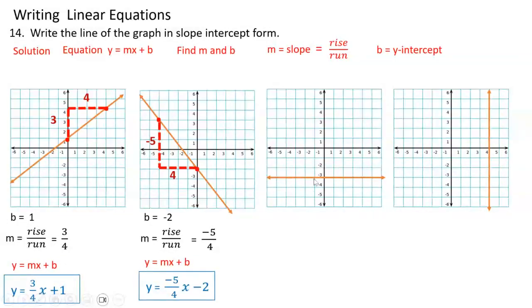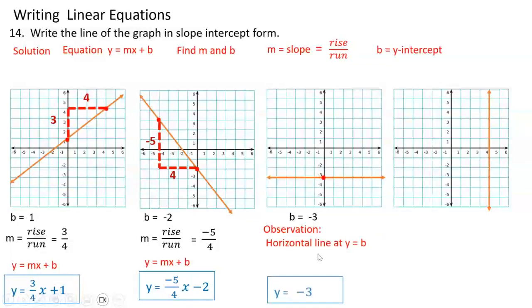Okay, now, remember on the one that we did earlier, if you have a horizontal line, it's going to be y equals a number. So this number will be -3. So y equals -3, because that's my b. Remember the observation? If you have a horizontal line, it's going to be y equals a number. So my answer will be y equals -3.